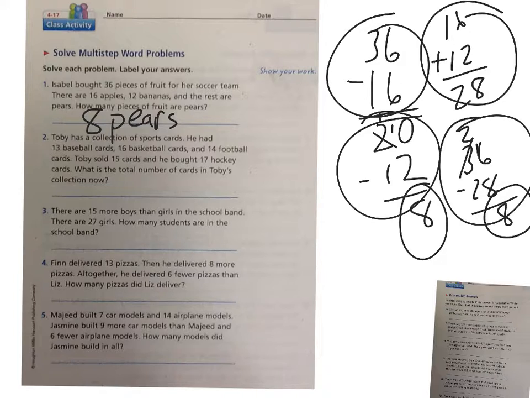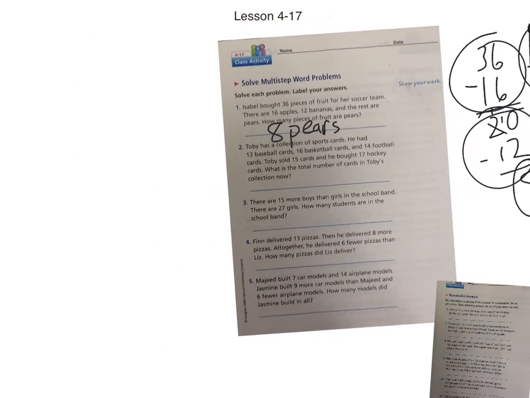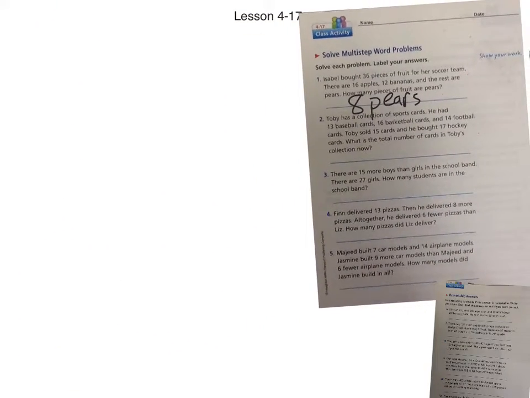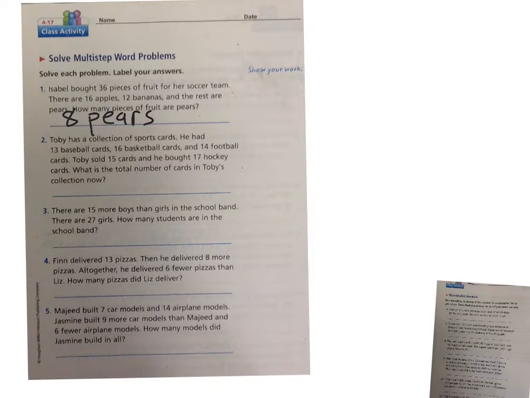Alright, so number 2. Let me get this out of the way for you. Why did it attach? Darn it. So go over here. So let's work on number 2 here. Get rid of what I just did there. Guess I want to write the answer back in there for you. 8 pears. Alright.